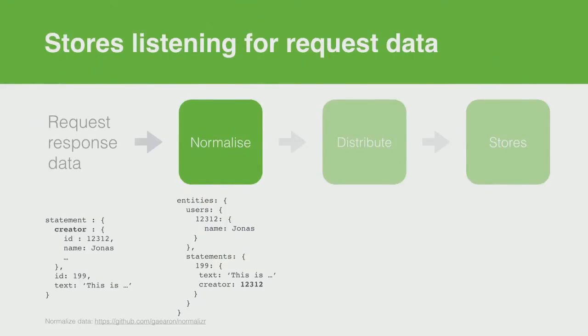We use a library called Normalizer, linked here, that just extracts each instance of each resource type into a separate object so that you can distinguish them and handle them separately. So you have the users in one place and the statements in another place. But it also does another thing. It replaces the nested data structures with references.